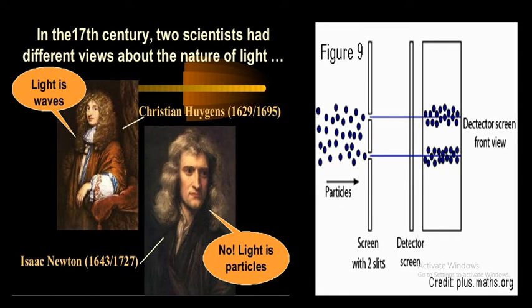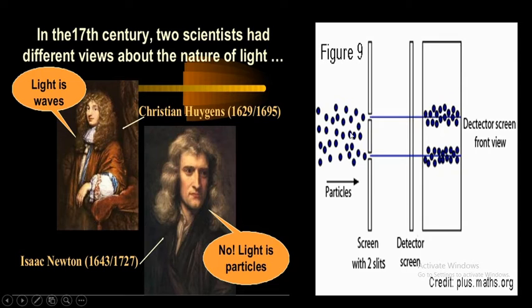So in the 17th century, two scientists had different views about the nature of light. According to Christian Huygens, light is a wave. According to Newton, light is made of particles. So if light is particles, you have the double slit experiment by Thomas Young. Double slit means there are two holes, okay? Imagine this is a cardboard with slits, then you have a detector screen behind it.